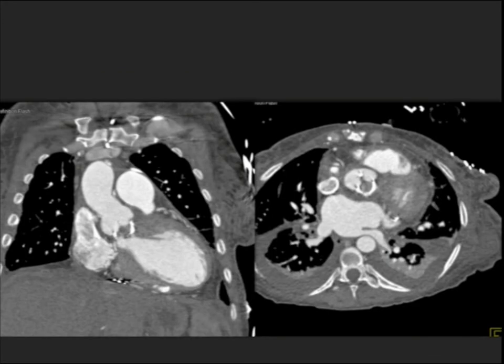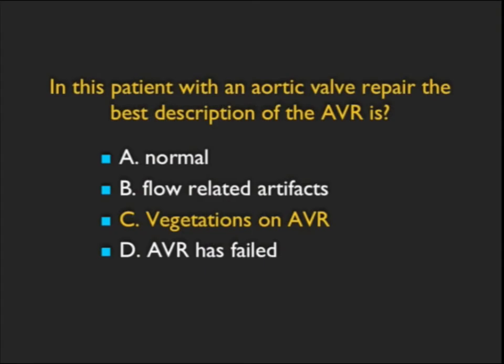You look at the patient, there's aortic valve replacement, but then there are filling defects. Is that normal? No. Is it flow related? No. Has the aortic valve failed? It may fail at some point, but the filling defects, those low densities, are vegetations on the aortic valve. The patient even has vegetations. You could vaguely see them on the mitral valve, but this is very nicely shown on the aortic valve. Very, very nice example. Good visualization, well seen.